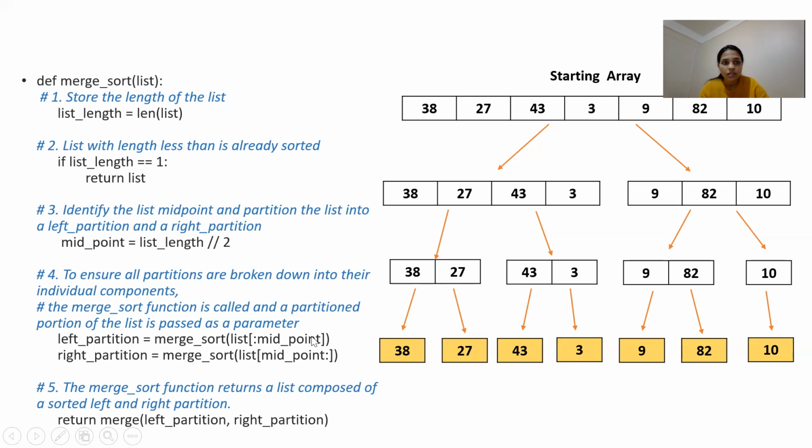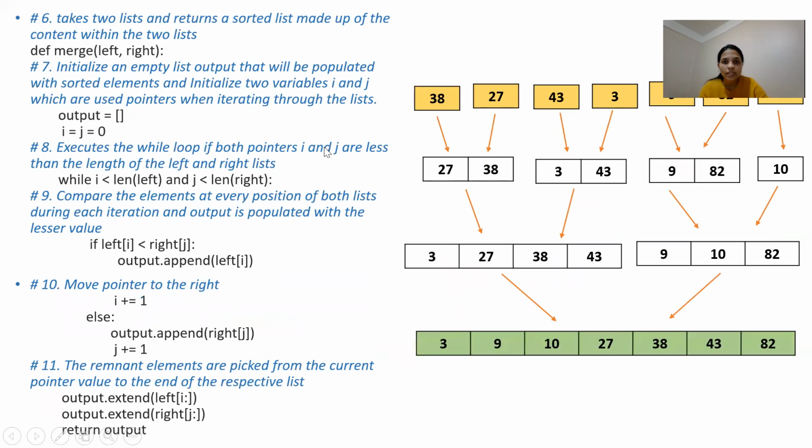This is just dividing the list into each element. Once that is done, now I'm going to compare my 38 and 27 and try to find. So how do I do this? First, I do all the left side, then I do the right side. So here I'm calling merge of the left side and the right side.